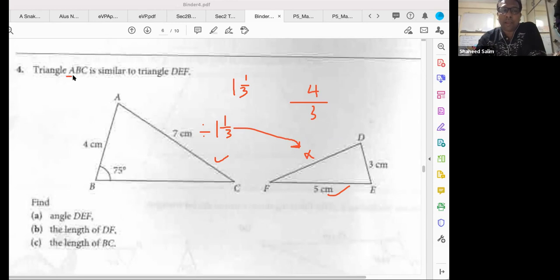Normally, if they tell you this is similar to this, you know that these two angles are the same, right? And then AB, so we are talking about DE, the next two, see, DE. So this is similar to this. You know what I mean? Then BC here is similar to EF. So we know which is similar to what, actually even by the name of it.